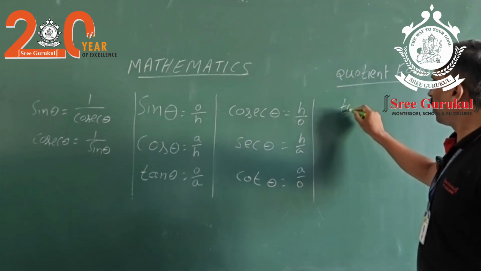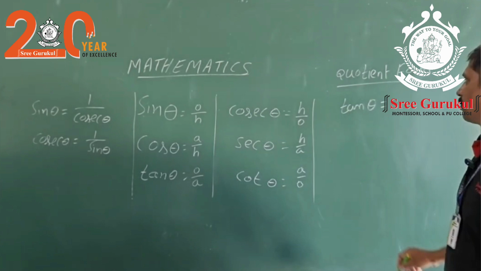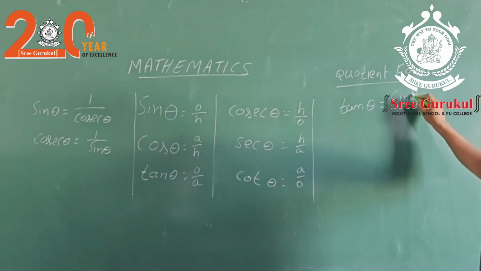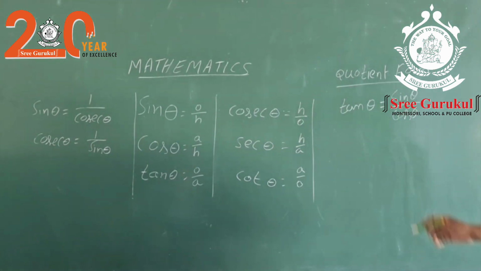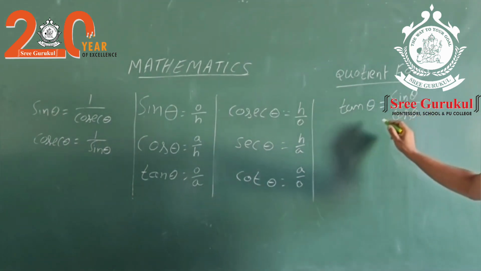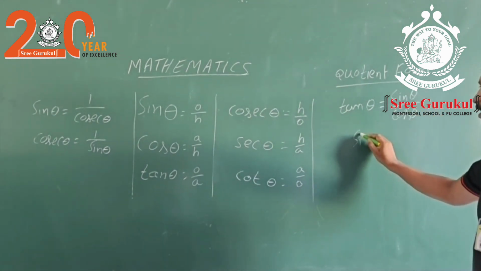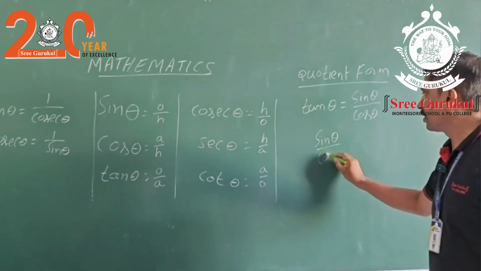So the quotient form for what? Tan theta is equal to sin theta by cos theta. Tan theta is equal to what? Sin theta by cos theta. How to prove this? By using this, suppose you consider the RHS. What is the RHS here? Sin theta by cos theta.